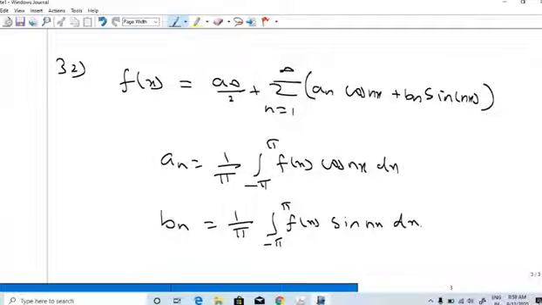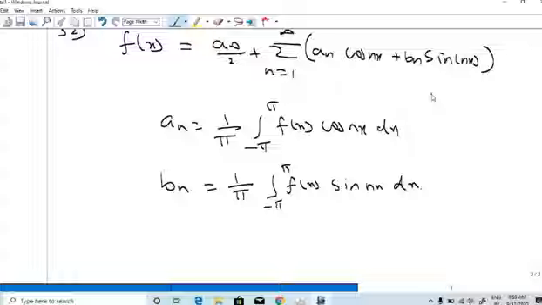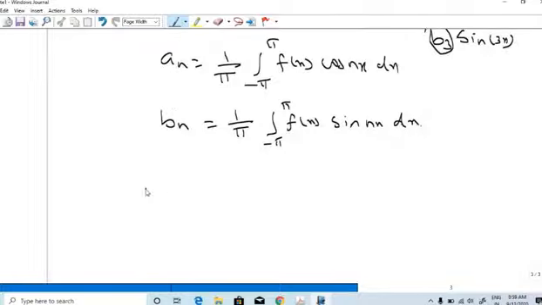So we have to find the coefficient of sine 3x. Therefore, find b3. If we substitute n equal to 3, we get b3 sine 3x. So the question is to find the coefficient of sine 3x, therefore we have to find the value of b3. Now substitute n equal to 3. We get b3 is 1 by pi times the integral from minus pi to pi of f of x sine 3x dx.